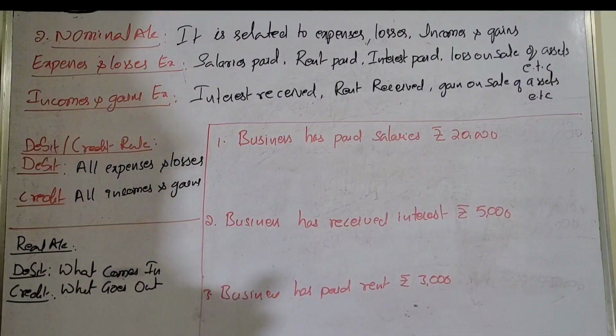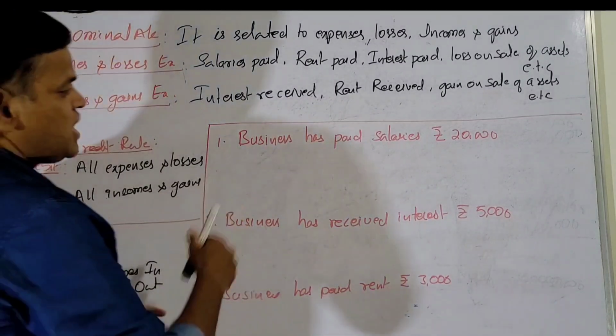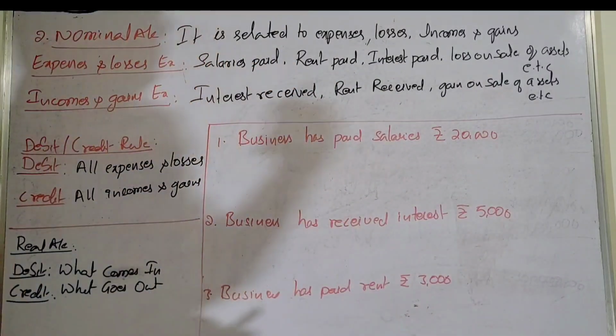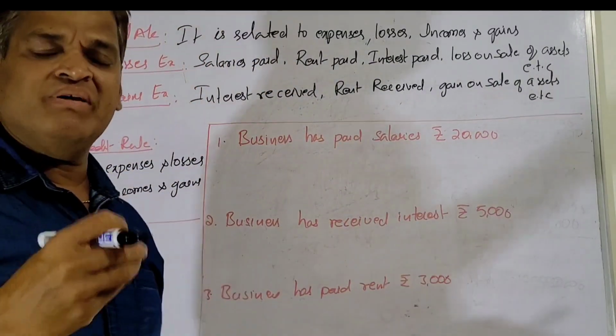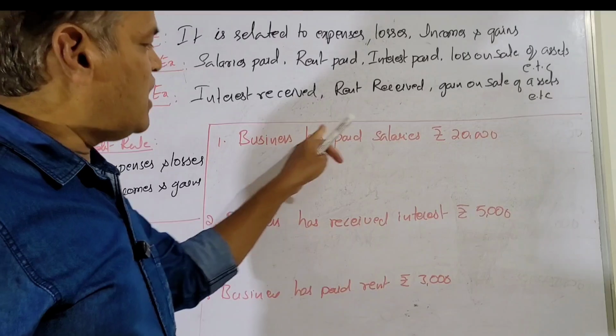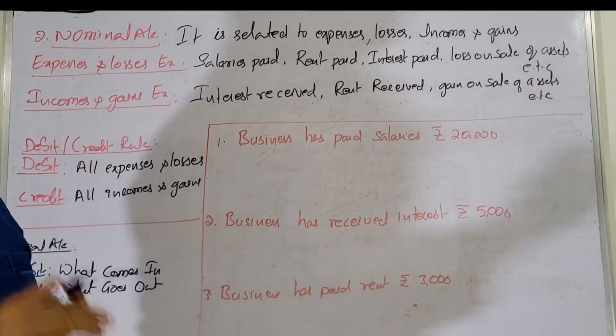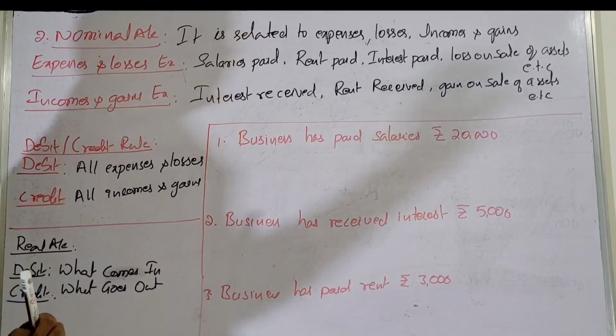So now we'll see one transaction and we'll discuss. What is the transaction here? Business has paid salaries rupees 20,000. Every business will pay salaries every month, right? So like that, business has paid salaries rupees 20,000. So here first we have to write debit.